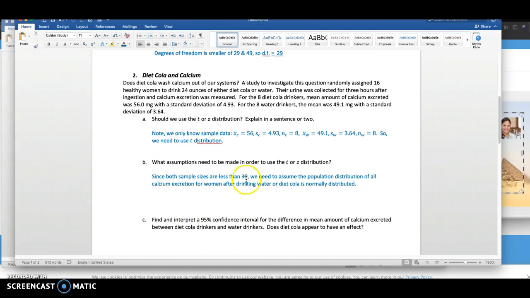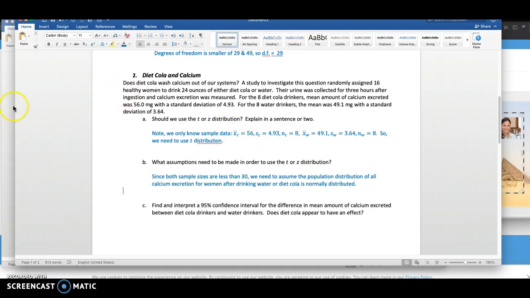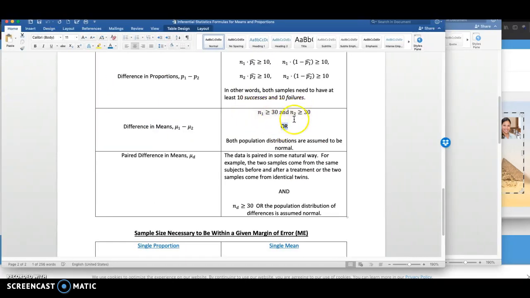And there are tests from your data to check to see if your sample comes from a normal distribution. Those tests are actually not going to be covered in this class. They would be second semester statistics. So for right now, I do want you to know those requirements or assumptions. You need large enough sample sizes, or we need to assume both population distributions are normal.